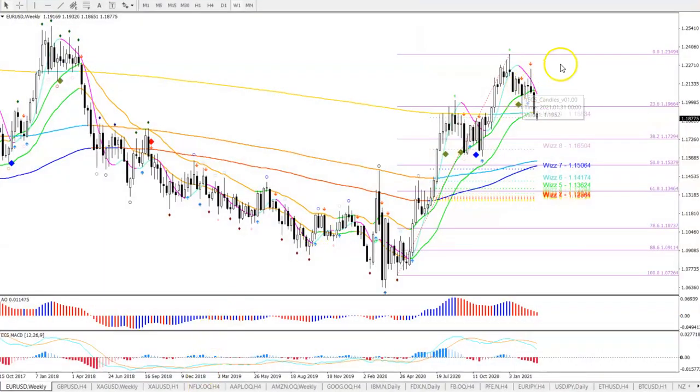Euro Dollar weekly chart last week, very bearish candle, close near the low. As you can see, bears fully in control. And with the break below the previous bottom here at the 23.6 fib, now the target is obviously the next fib, the 38.2 fib, 117.30. Be aware of 117.50 as well.